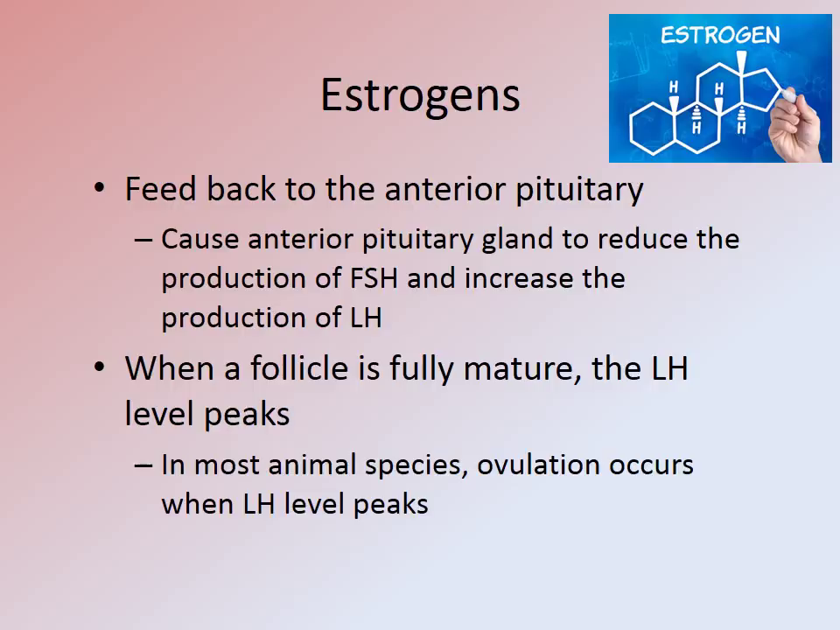Feedback to the anterior pituitary gland, this is what I just said on the other slide, causes the pituitary gland to reduce the production of FSH and increase LH. When the follicle is fully mature, the LH levels will peak. In most animals, this is when ovulation happens.